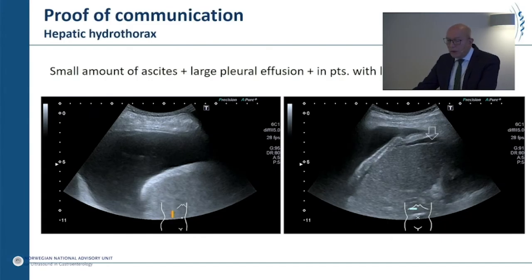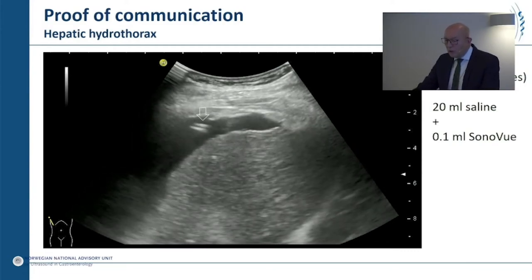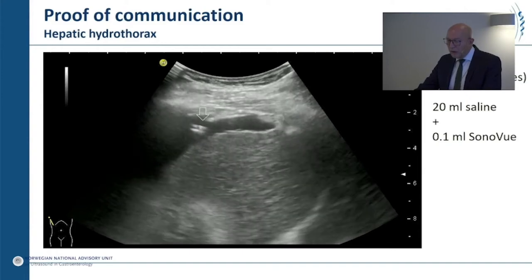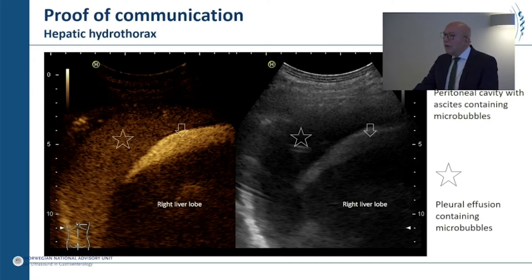First, diagnosis and planning. And I'm a gastroenterologist, and therefore the problem of hepatic hydrothorax is one which is interesting for me. These are patients which have a small amount of ascites, they have a liver cirrhosis, and they present with a large pleural effusion, as shown in this case. And we use, for example, this way to diagnose hepatic hydrothorax. We insert a needle into the small amount of ascites, inject a small amount of Sonoview diluted by saline, and then we can have a clear decision.